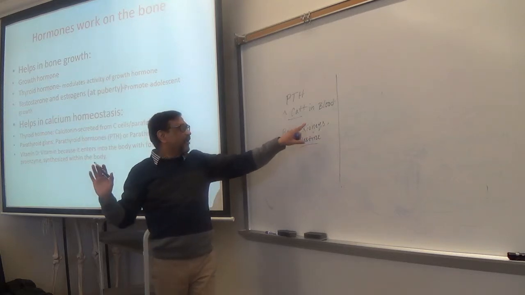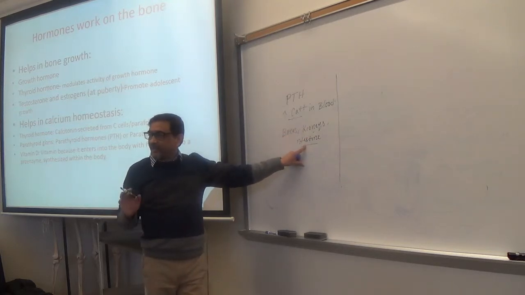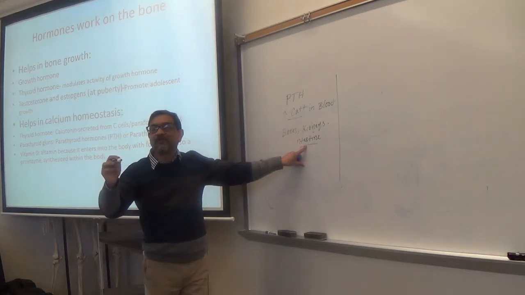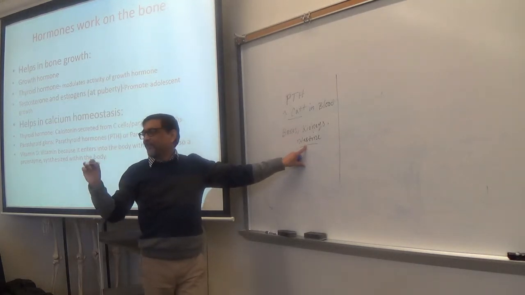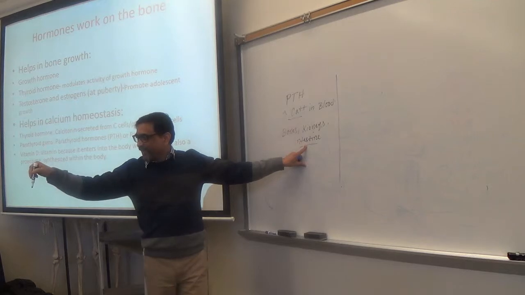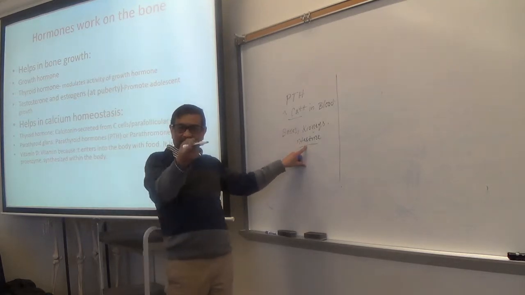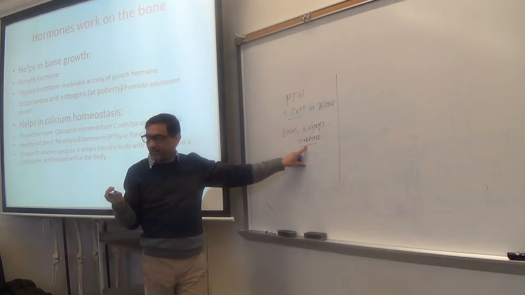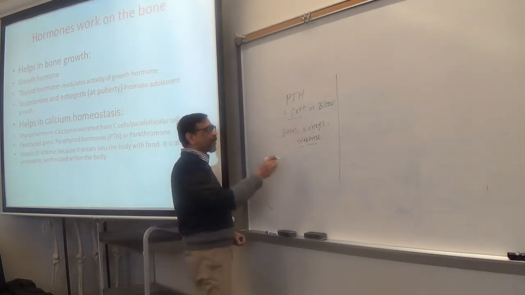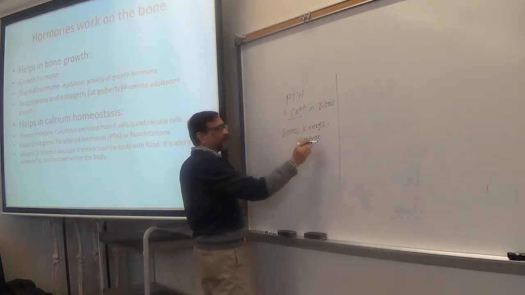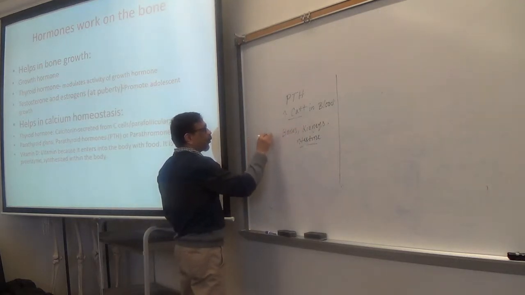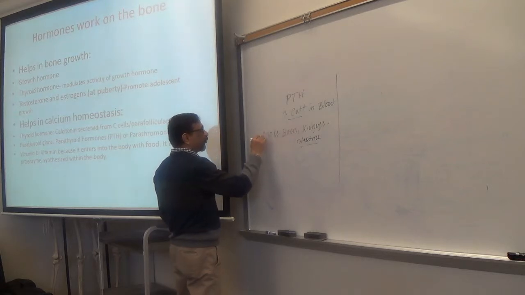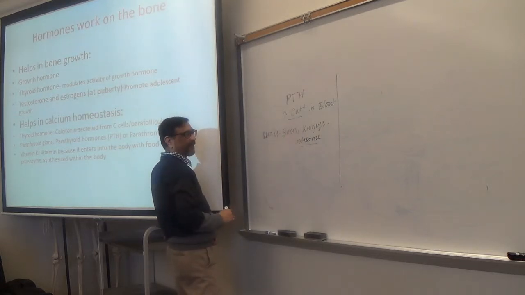Make sense? On intestine, does it work directly or indirectly? Through something? Absorption, but who does that? Vitamin D, right? So parathyroid hormone will activate vitamin D, and vitamin D will absorb the calcium. So, indirectly. Anyway, good. So we'll work on these three organs. It works on bones, kidneys, and intestine.